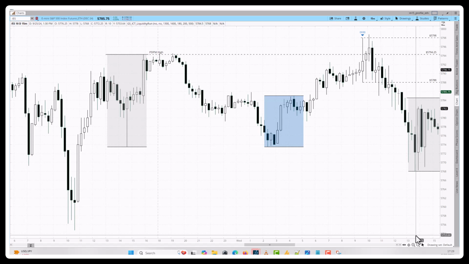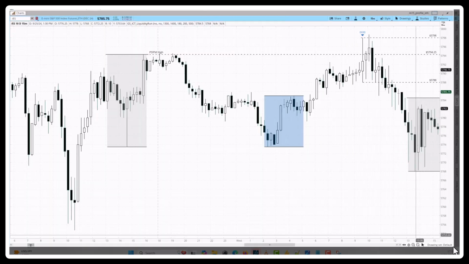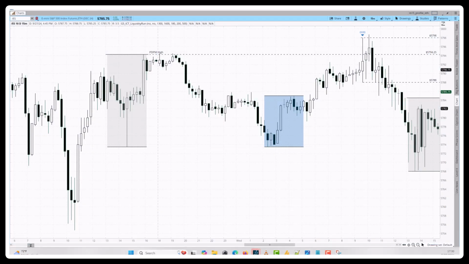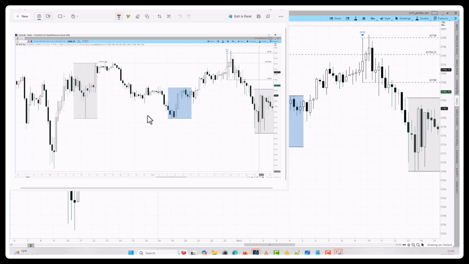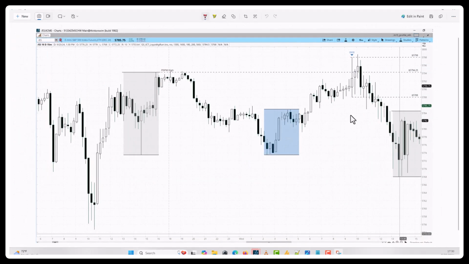Right there, okay. So let's recheck this screenshot and finish up with our write up so we can understand. Beautiful setup right there. So this is our setup, but we have to put it in the context of bias or liquidity run, so it helps us to stay in a trade.